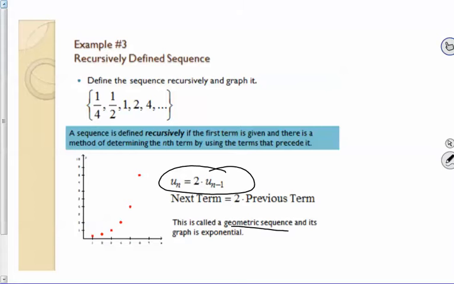sequence, a recursive function or recursive sequence, and it's pretty simple to do. It takes a little bit of practice, but we'll probably deal with that here in class. So let's talk a little bit about some sequences.